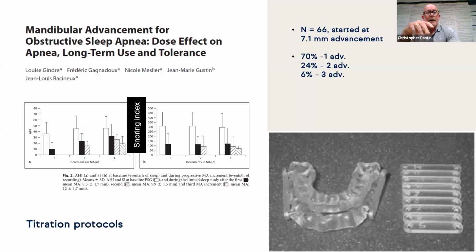They moved to, 70% of people were controlled. On the second advancement, 24%, and by the third advancement, 6% of patients were controlled. So again, telling us why we need to titrate, but also the importance of using simple things like snoring as a guide as to outcomes.